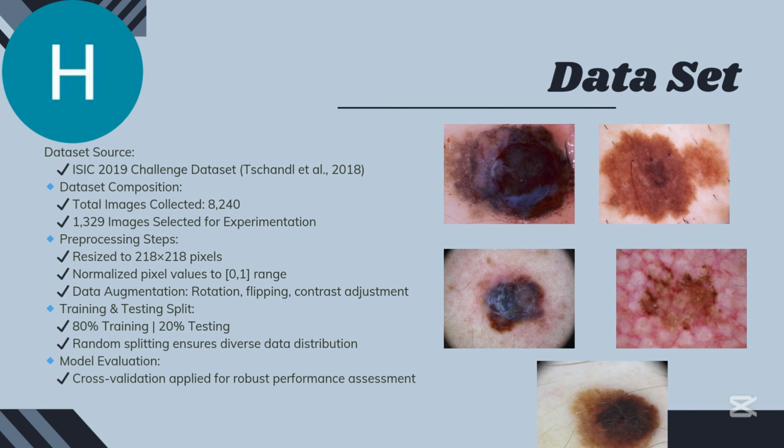For training and evaluation, we split the dataset into 80% training data and 20% testing data. This ensures the model learns effectively while maintaining enough unseen data for validation. Additionally, cross-validation is used to further assess the model's reliability by training and testing on different subsets of data. This approach helps in achieving better accuracy and generalization in melanoma classification.